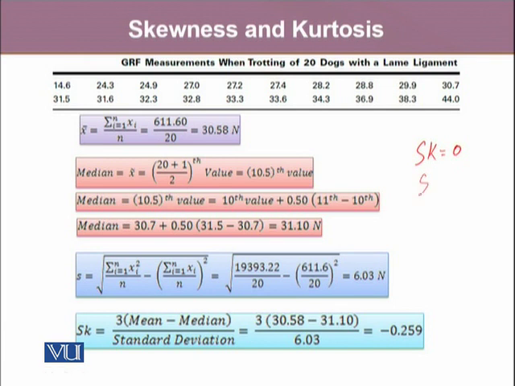If the value of the coefficient of skewness is greater than 0, we call the data positively skewed. And if the value of the coefficient of skewness is less than 0, we call it negatively skewed. In our current example, the value of the coefficient of skewness turned out to be minus 0.259, which is less than 0. Therefore, it indicates that it is negatively skewed data.